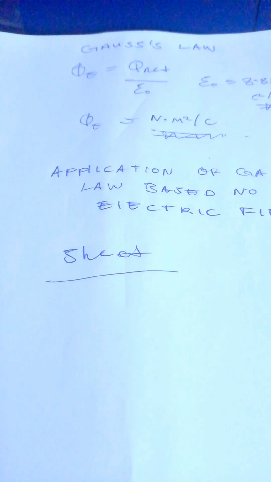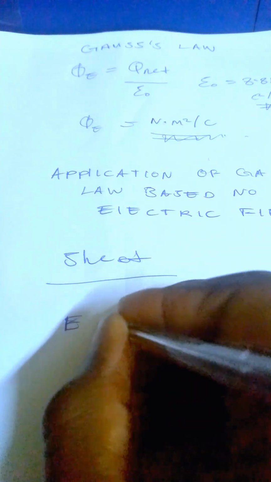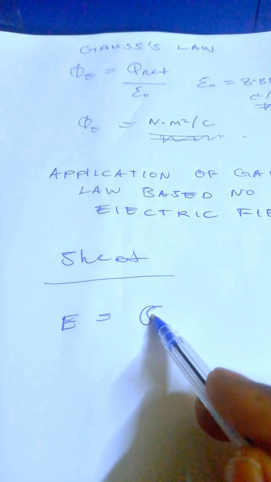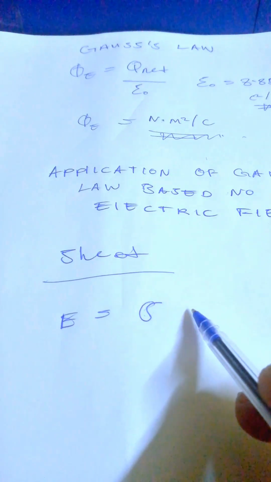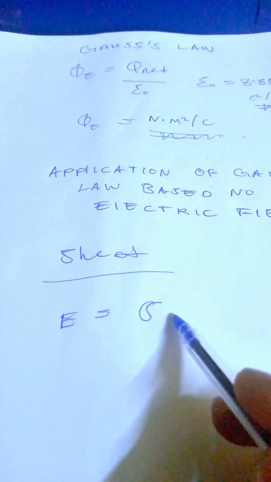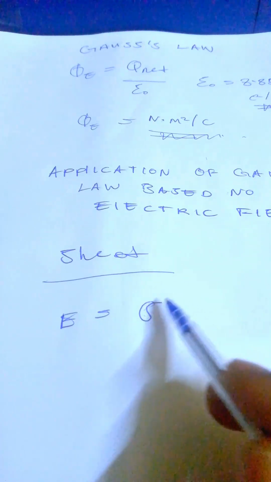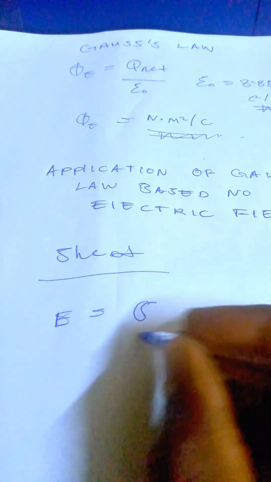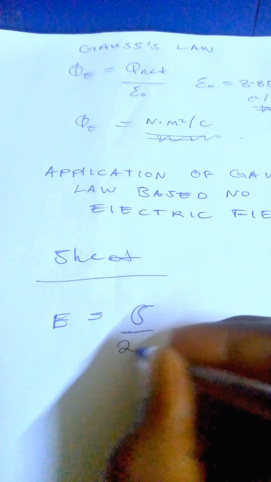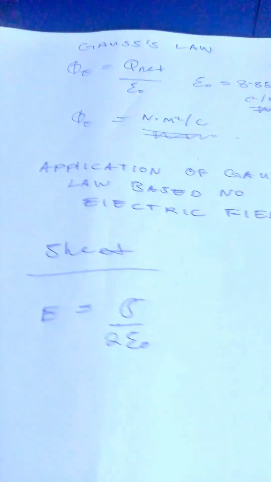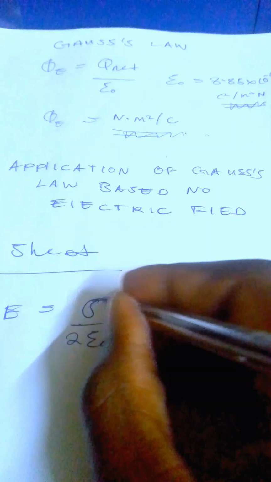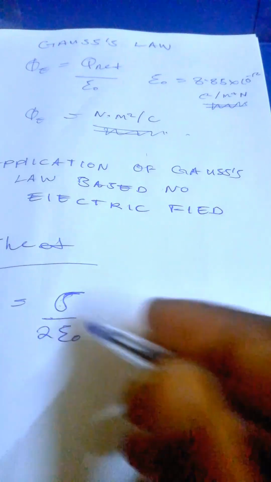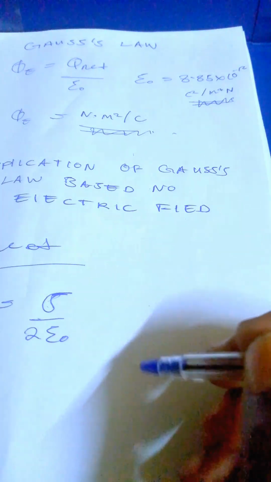Under Gaussian law, we use the formula E is equal to sigma over two epsilon naught, where sigma is the surface charge density. In some books it's called surface charge density, but I prefer calling it area charge density. This symbol looks more like a 6 but it's not a 6, and we are calling it area charge density.